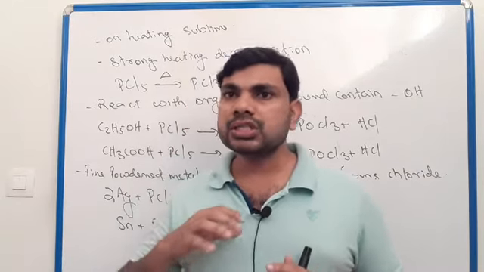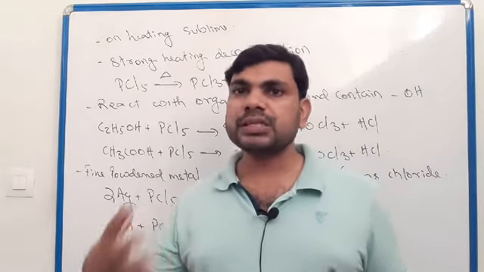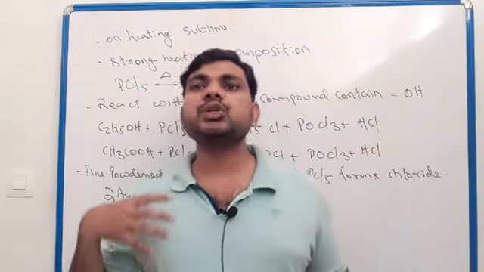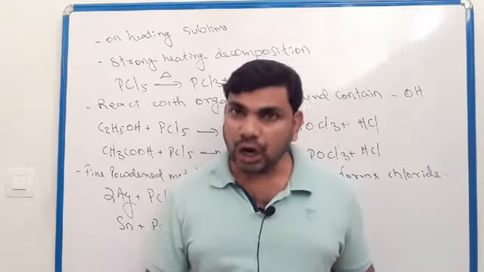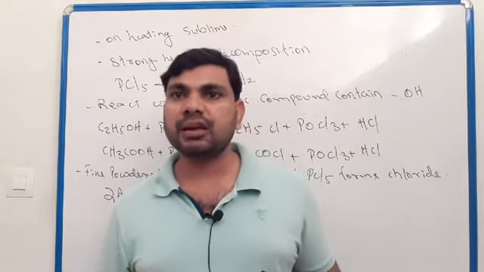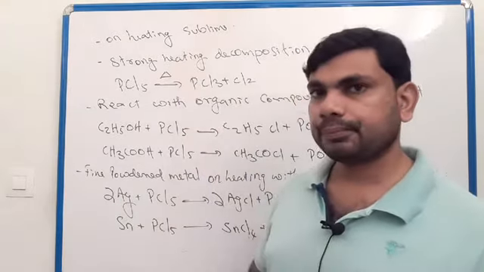PCl5 on normal heating will sublimize. PCl5 is a yellowish solid that changes to the gaseous state after heating. But after strong heating it will decompose. PCl5 will change to PCl3 and chlorine.